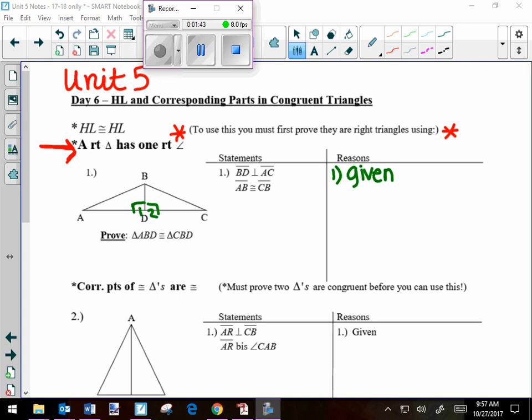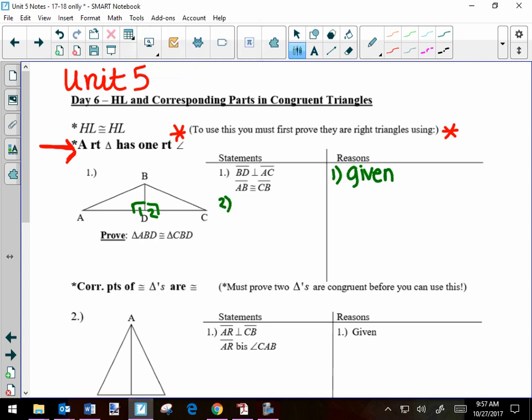So in my proof, I'm going to put in here that I know that angle 1 is a right angle, and I know that angle 2 is a right angle because perpendiculars form right angles.